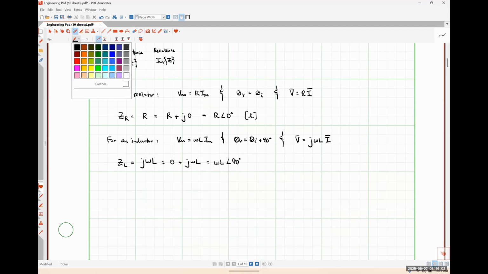You might see some textbooks and stuff like that refer to this quantity omega L as X sub L, where that is just the reactance of the inductor, representing the imaginary part of the inductor's impedance.